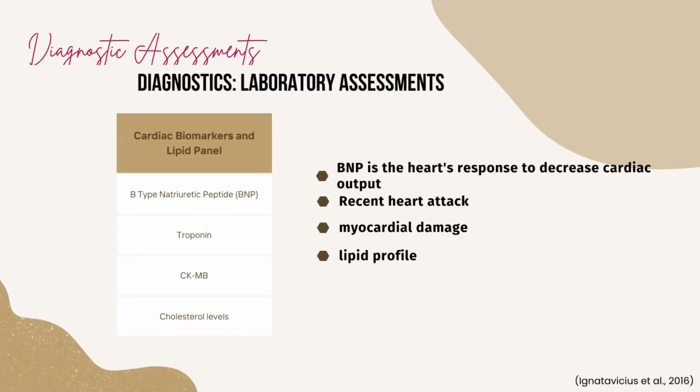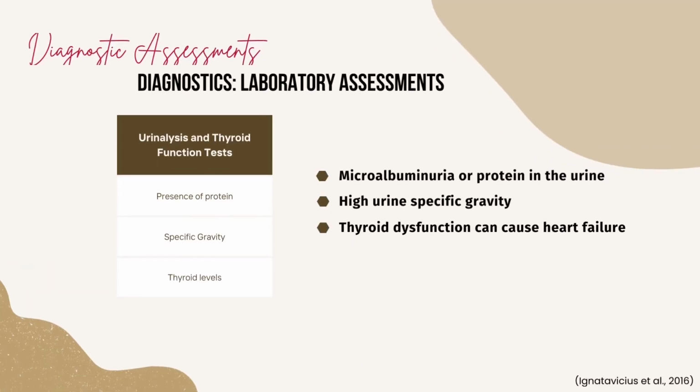Cardiac biomarkers including BNP, troponin, and CKMB assess mortality risk and treatment efficacy, detect presence of heart attacks, and myocardial damage, respectively. Lipid panels are tested to assess lipid profile and determine the possibility of coronary blockage.